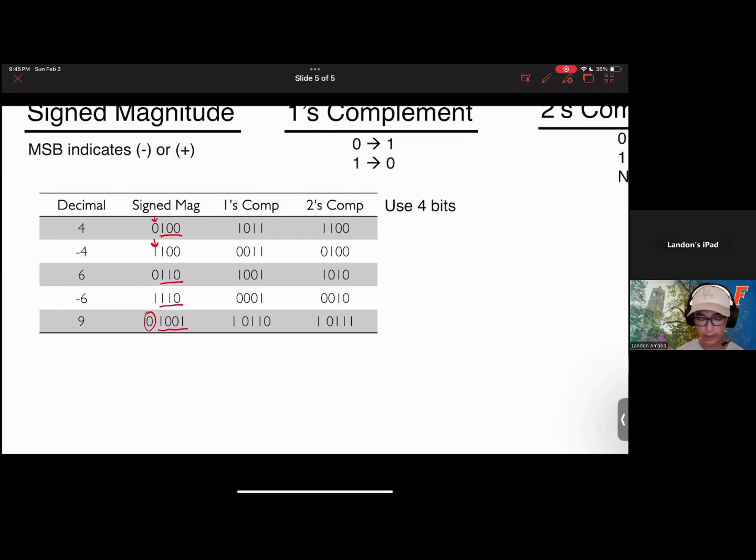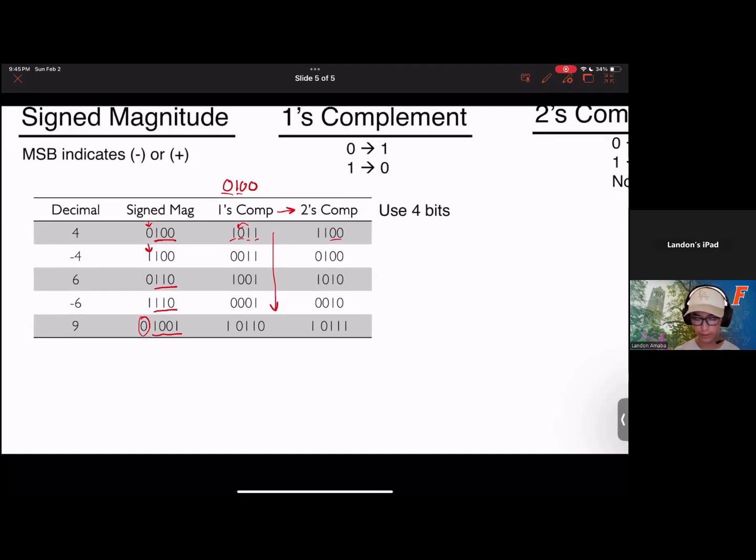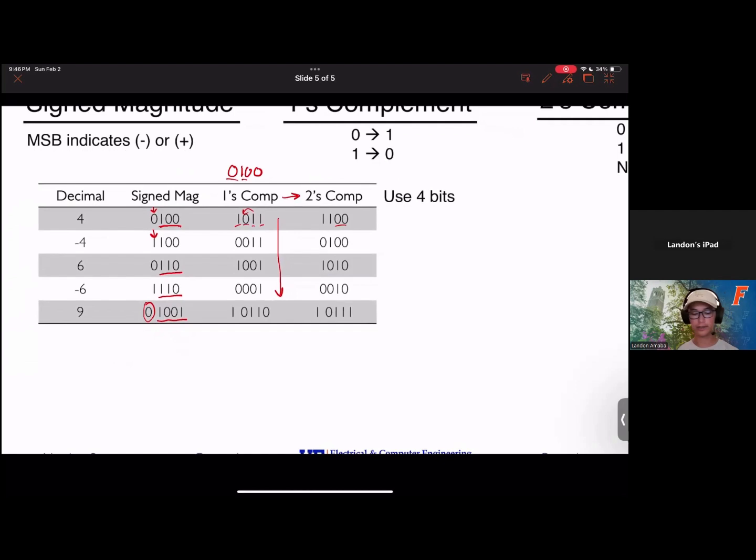So of course, for one's complement, you have 4 as 0, 1, 0, 0. And you can see we flipped all the bits here for the one's complement. And then kind of the same thing for this. So I'll let you guys look at this on your own. And then going from one's complement to two's complement, all we do is add 1. So here you have 2 ones get fed into this 0, and they become 0. It's more evident with this one. But yeah, you can kind of see the pattern here.